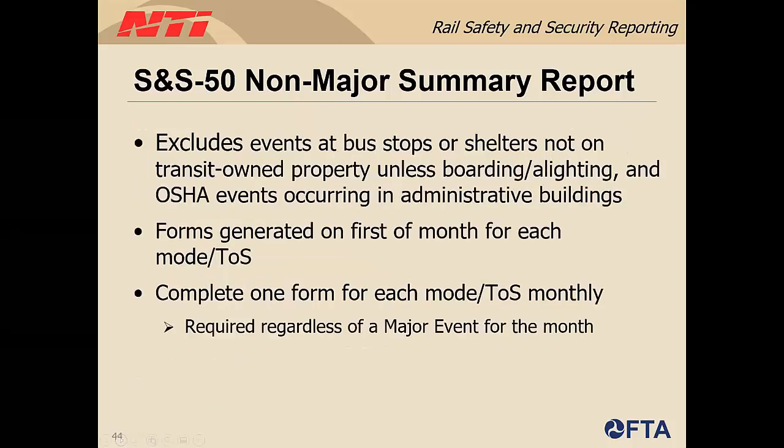There are some exclusions to the non-major events, which are events occurring at bus stops or shelters that are not on transit-owned property, unless it involves a person boarding or alighting, and OSHA events occurring in administrative buildings. The form is automatically generated for each mode and type of service at the beginning of each month. The form is required to be completed even if there was a major event for the month, as they capture different event types, and even if there is no data to report for the month.